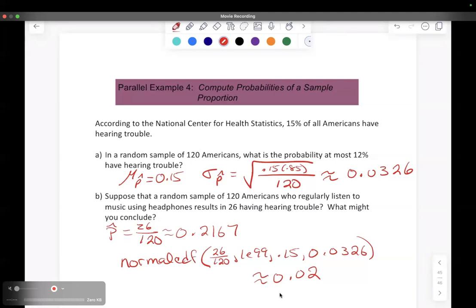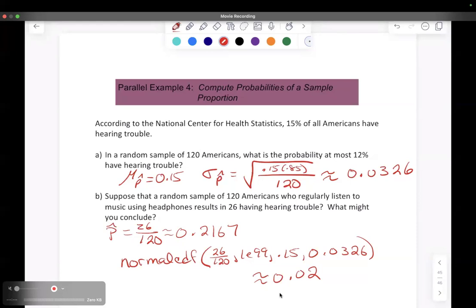So this question specifically chose Americans that regularly listen to music using headphones to compare to the statistics from the National Center for Health Statistics. The conclusion here that we could say is that using the headphones likely is causing hearing damage, or that we can assume that it possibly is, because having this sample, if their actual mean was 15%, would be unusual.